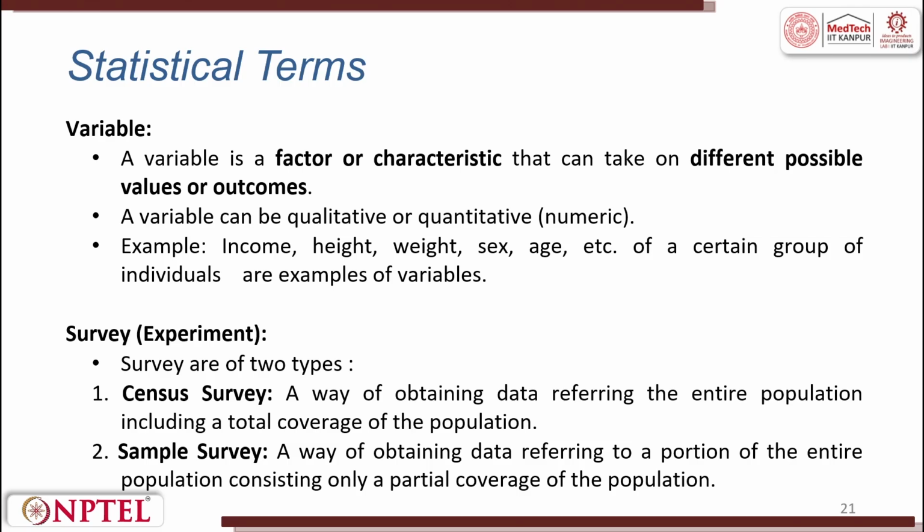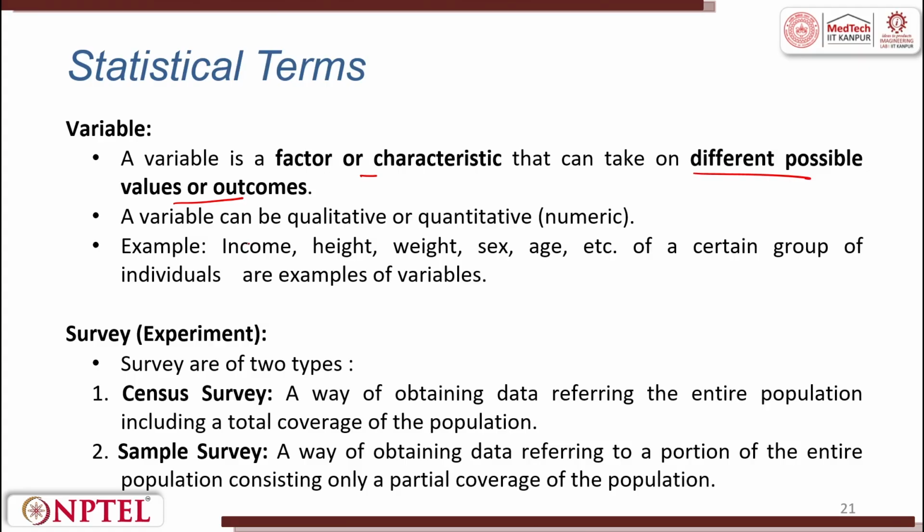Variable. A variable is a factor or characteristic that can take on different possible values or outcomes. We talked about the efficiency of the boiler. The size of a specific component, say 2.5 micrometer roughness, where the variable is roughness. The response parameters I talked about in the examples for descriptive and inferential statistics were all variables. A variable can be qualitative or quantitative; quantitative is numeric, or we also call it metric, and qualitative is non-metric.